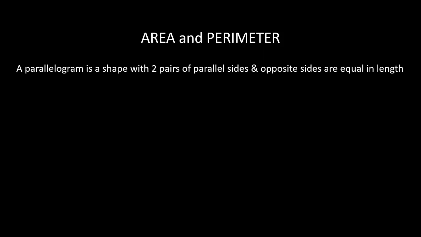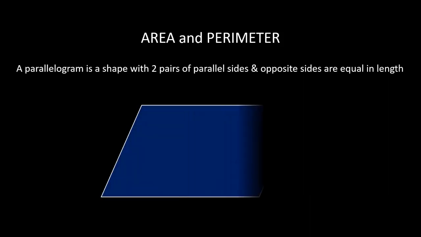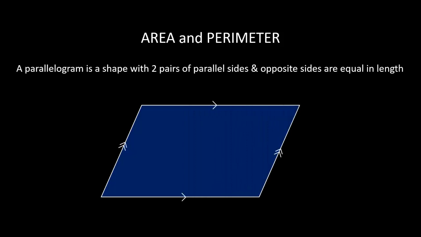Excellent. Now the last shape we're going to look at is a parallelogram, and that's a shape with two pairs of parallel sides. Now the opposite sides are equal in length. So there is a parallelogram, and the two sides with one arrow on them, they're parallel and they're equal in length, and the other two sides with two arrows on them, they're equal in length and parallel as well.